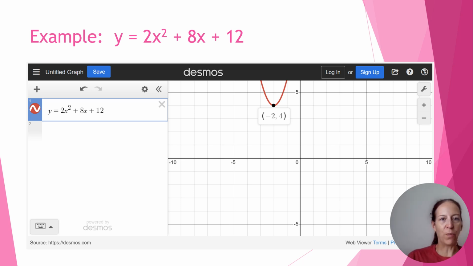Okay, so we're going to open the graphing calculator up. And there it is. And I'm going to go ahead and type in the equation. Because Desmos tries to read your mind, it will give you the vertex, and you click on it, and lo and behold, the vertex is negative 2, 4.